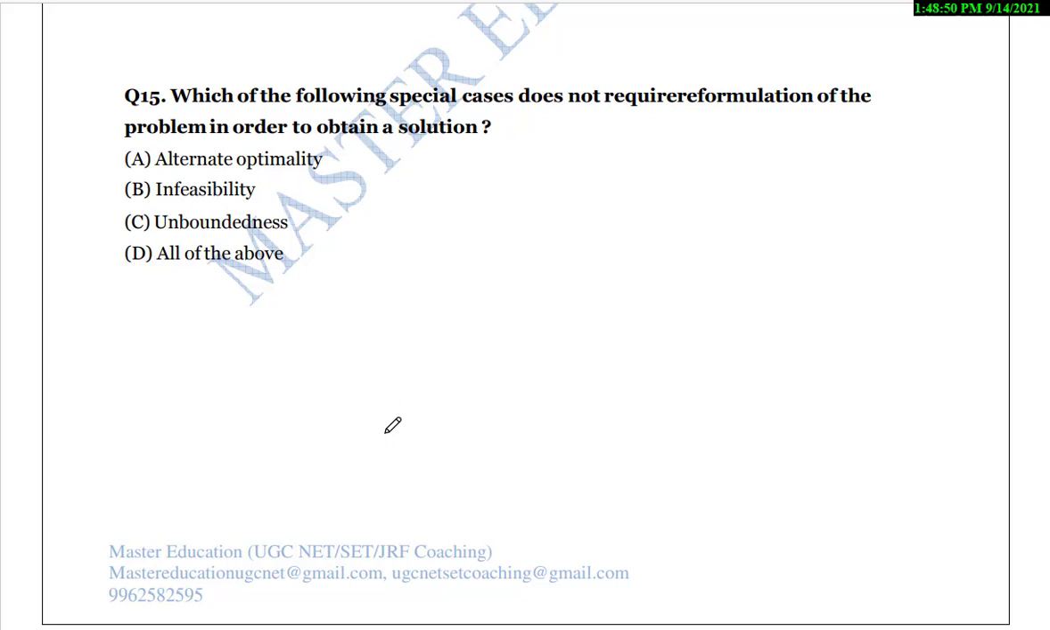The next question: which of the following special cases does not require reformulation of the problem in order to obtain a solution? If it is an infeasibility or unboundedness case, then I have to do a reformulation. But if I already find an alternate optimal solution, I need not reformulate. So once I find the optimal solution, there is no need for reformulation. Only in the case of infeasibility and unboundedness do I have to reformulate. So the answer is alternate optimality.